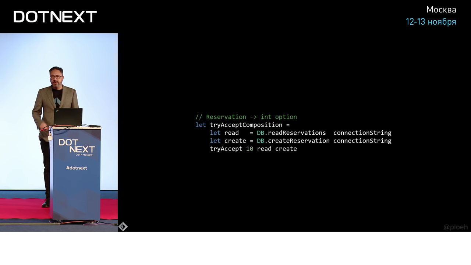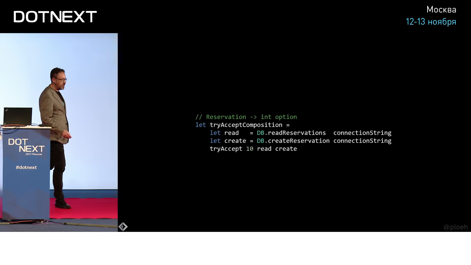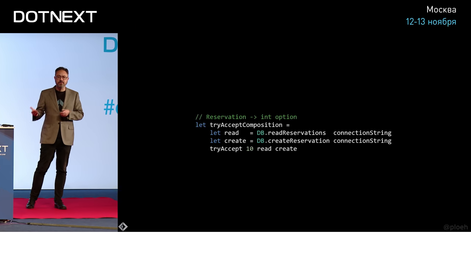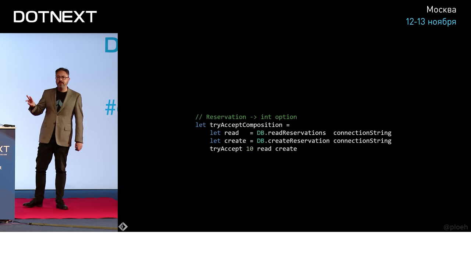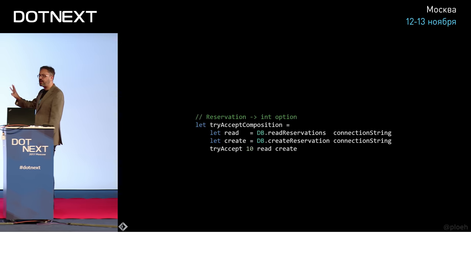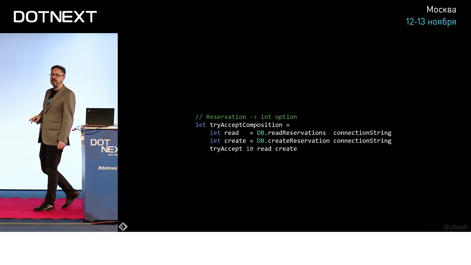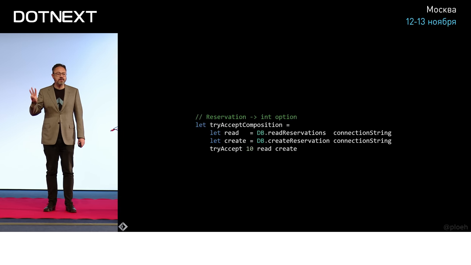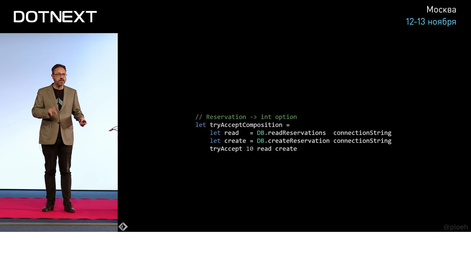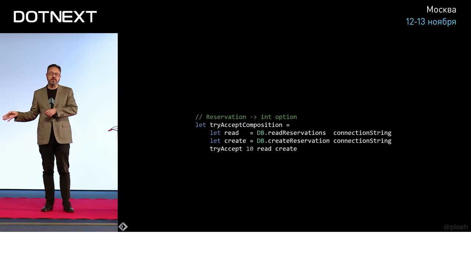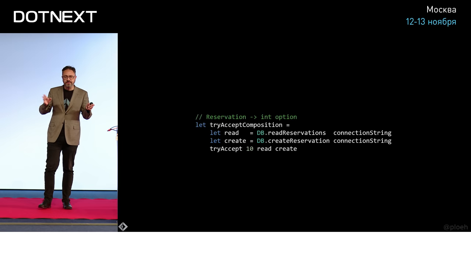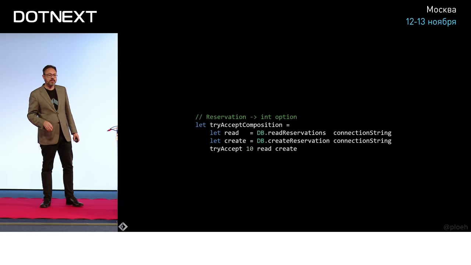So the reason why this is interesting is if you now consider the last line of code there, it says try accept 10 read create. So it's calling a function with three arguments, but the function expects four arguments. So this is a partially applied function. I've applied it with all the dependencies, but it's still waiting for the runtime value. So that's very similar to what we did with dependency injection.